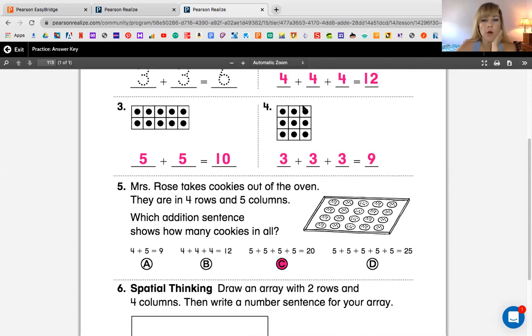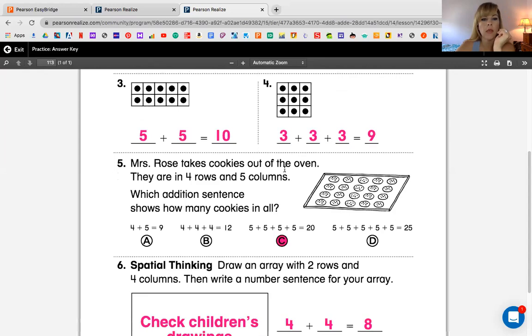Number 4, I have row number 1, row number 2, row number 3, and each row has 3 dots. So I have 3 plus 3 plus 3 equals 9. Okay?